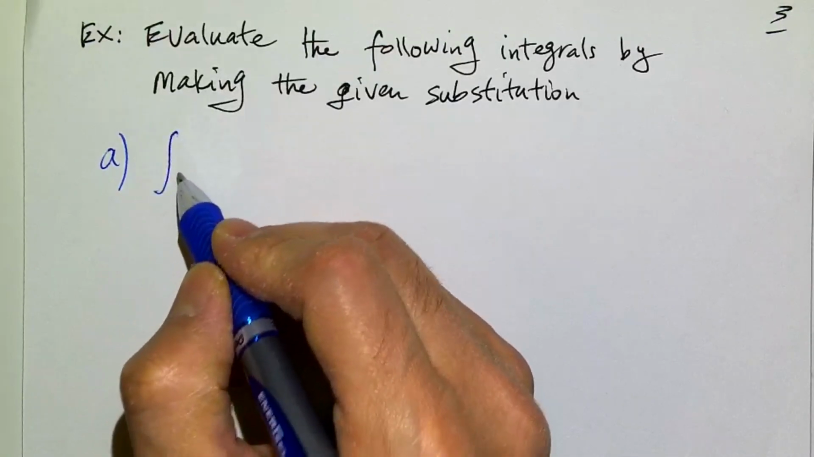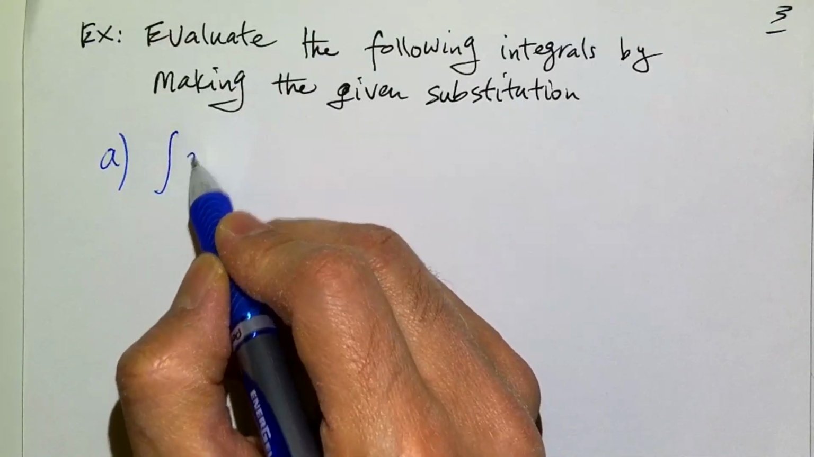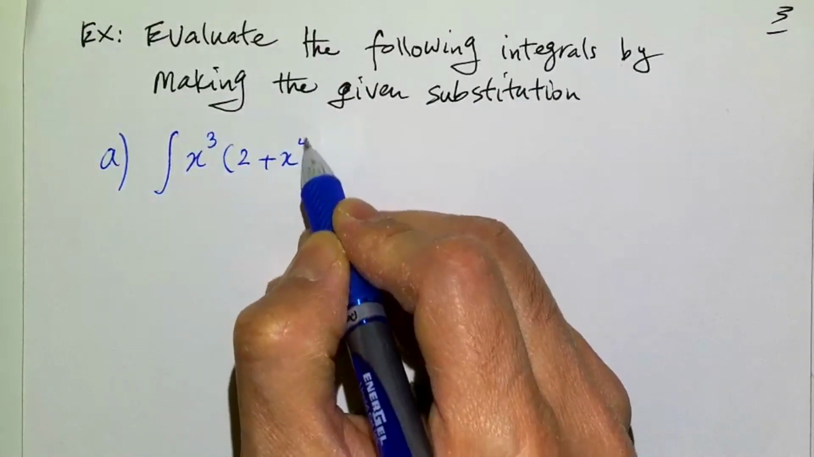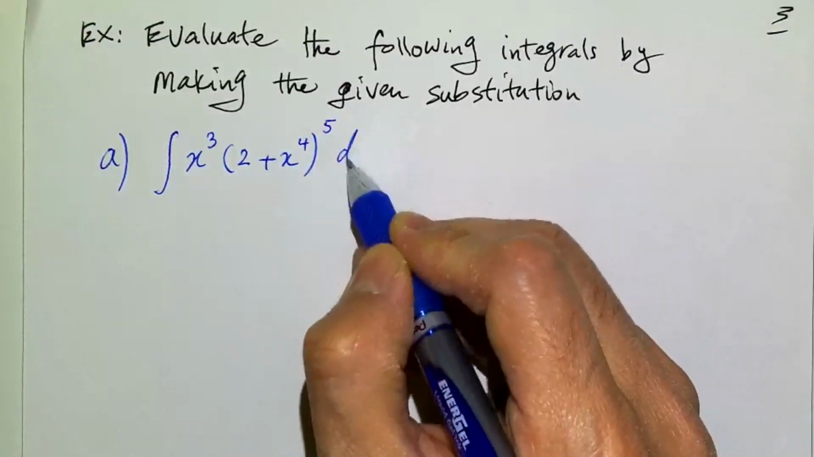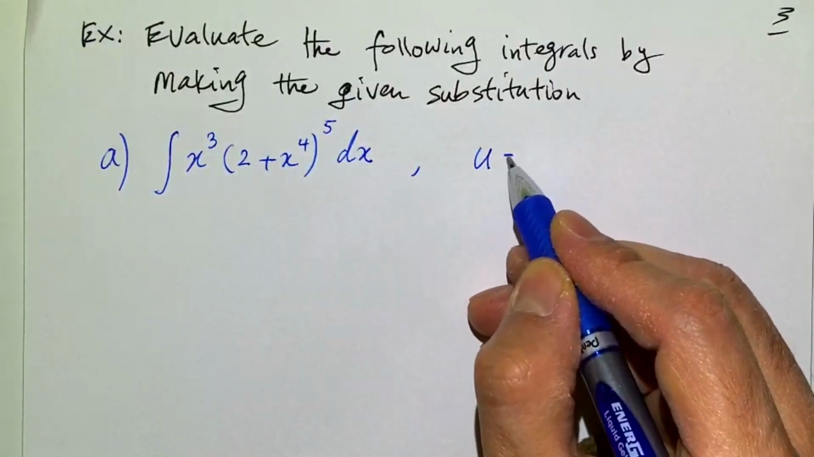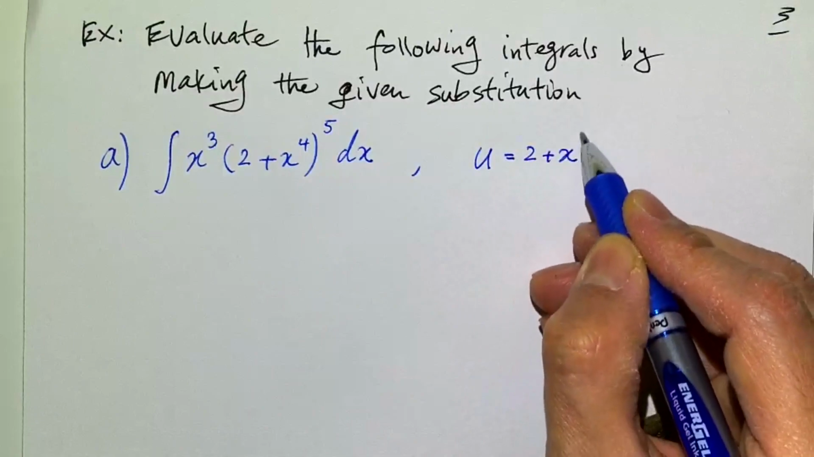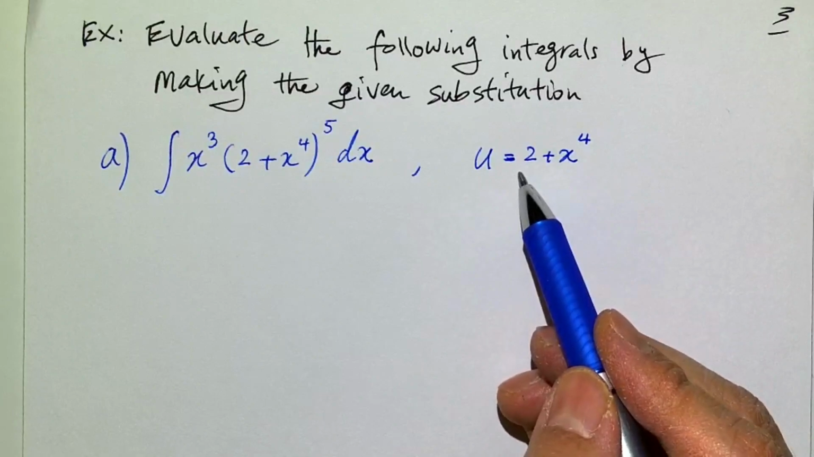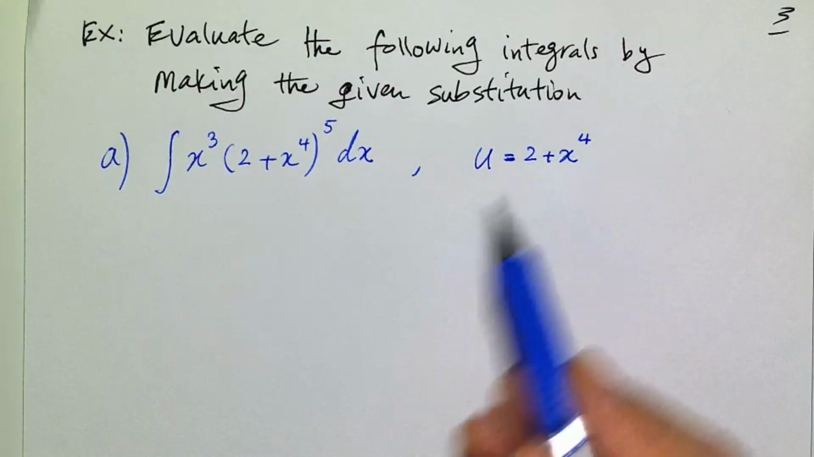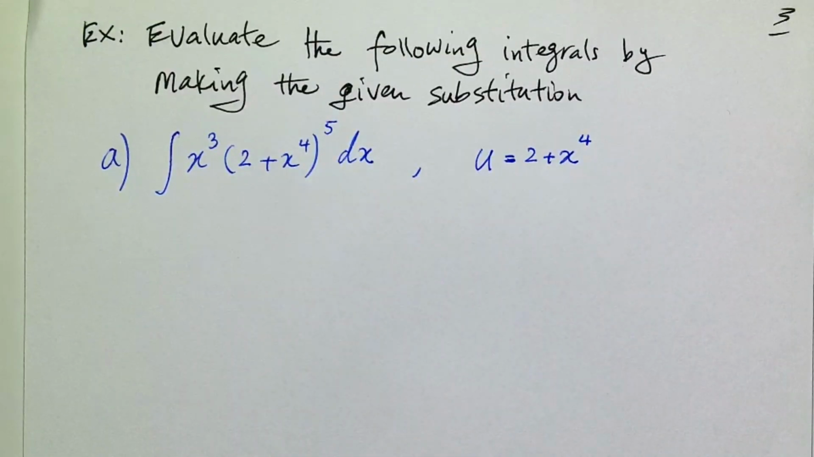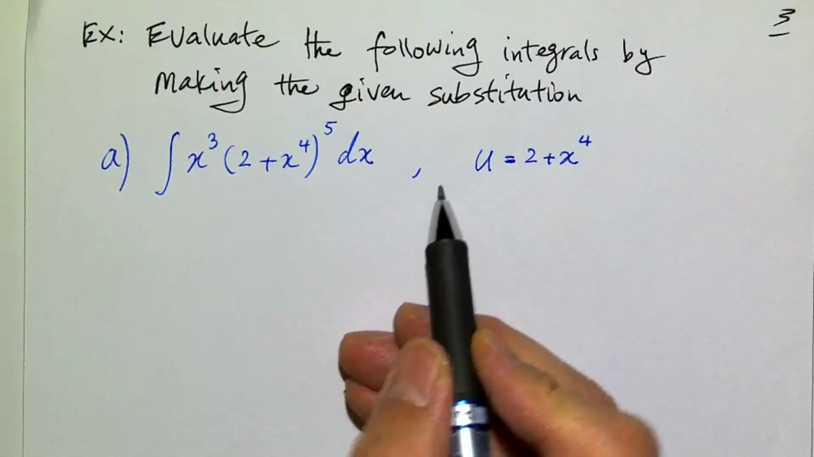Okay, so we want to integrate, this is, by the way, an indefinite integral of x cubed times (2 plus x to the 4) to the 5th power dx. And we want to make a substitution here with u equaling 2 plus x to the 4. Okay, so we are given that this time. But usually this piece is missing. We'll have to determine what here needs to be u. That will be up to us.